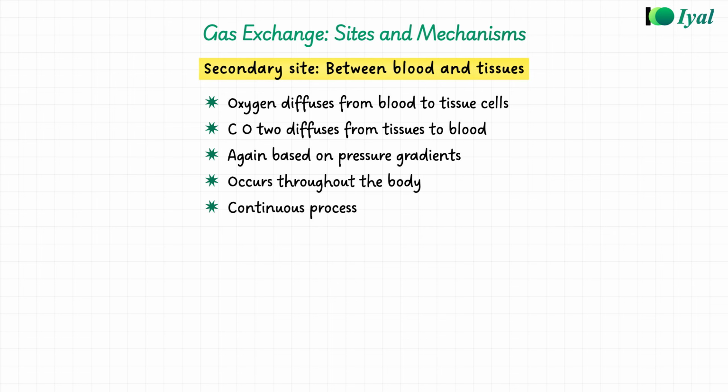But gas exchange also occurs between blood and tissues. When oxygenated blood reaches tissues, oxygen diffuses from blood into the tissue cells where it is needed. At the same time, carbon dioxide, which has accumulated in tissues, diffuses into the blood to be transported back to the lungs. This happens everywhere in the body, in your brain, heart, muscles, skin, everywhere. So there are two main sites of gas exchange, one in the lungs and one in the tissues.